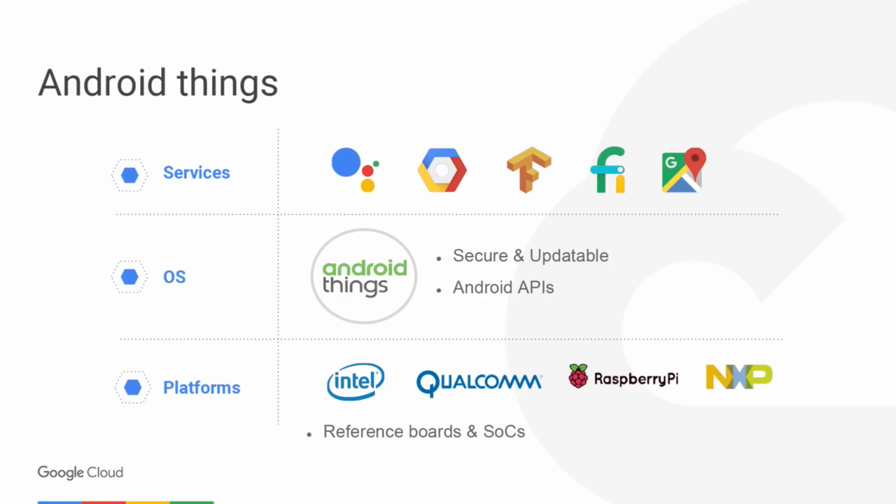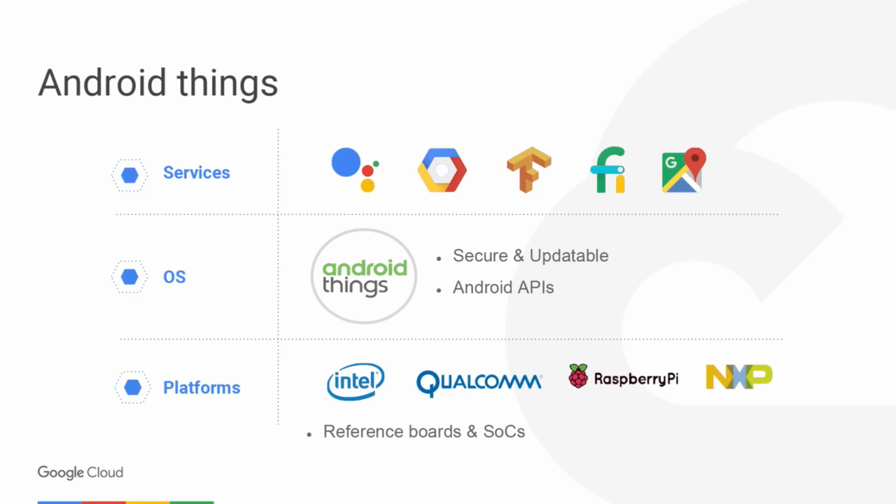So any app you build using Android Studio for Android can be easily ported into Android Things as well. And the great thing about Android Things is it also can run TensorFlow. So if you have a model which you have trained on Google Cloud, you can run that TensorFlow trained model on an Android Things device and get some local insights.